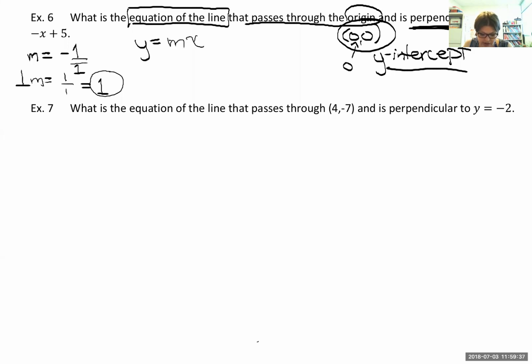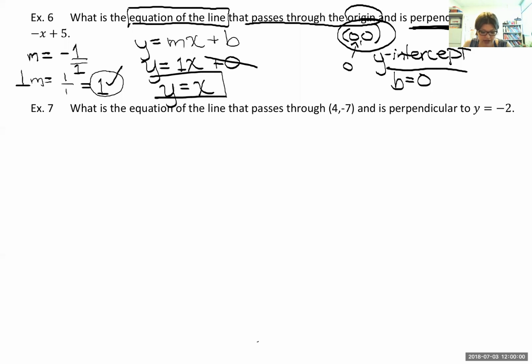So don't stress. But I am going to plug directly into mx plus b form because I can see that I have the m, the slope, and I have the b, the y-intercept. And so let's do that. y is equal to 1x plus 0. Now, of course, as we know, adding 0 does nothing, and multiplying by 1 does nothing. So this is just the line y equals x.